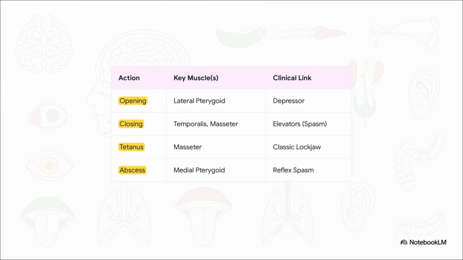The classic example? Tetanus. That's the textbook lockjaw from masseter spasm. Or think about a parapharyngeal abscess. The local inflammation can irritate the medial pterygoid muscle right next door, causing a reflex spasm. It's all about that imbalance of power.